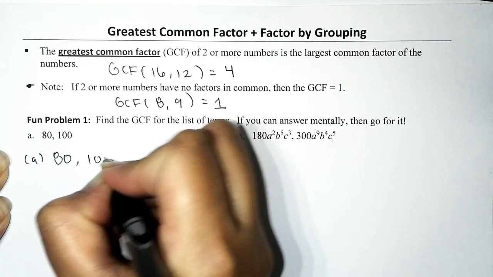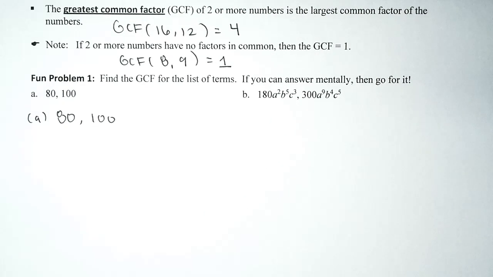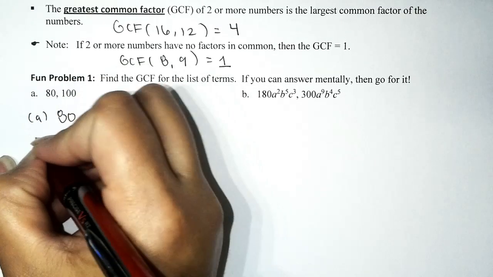I want to know what is the greatest common factor between 80 and 100? If you're like, I'm a genius, I think it's 10, then go for it. But to tell you the truth, I'm not quite sure if 10 is the greatest common factor. I know it's a factor, but I'm not sure if it's the biggest. So I'm going to show some work. We're going to do problem A 2 times. The first time around, we are going to use the ladder method.